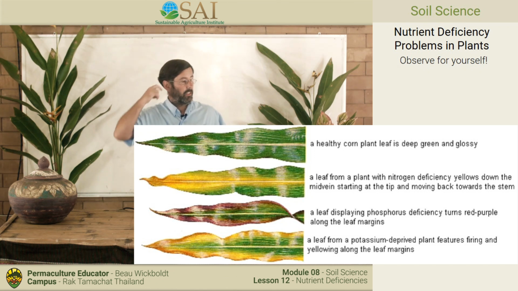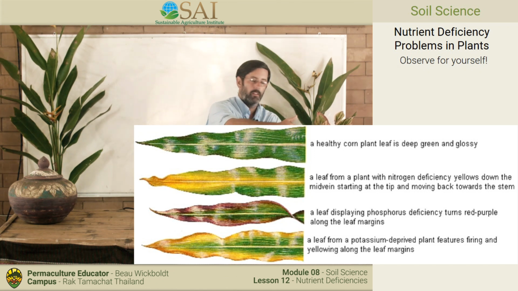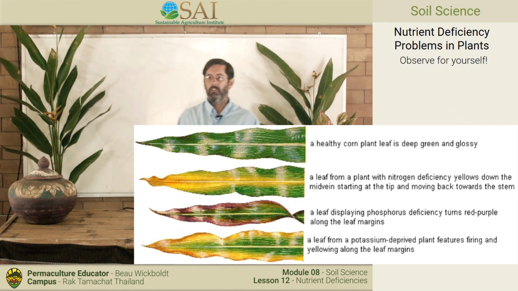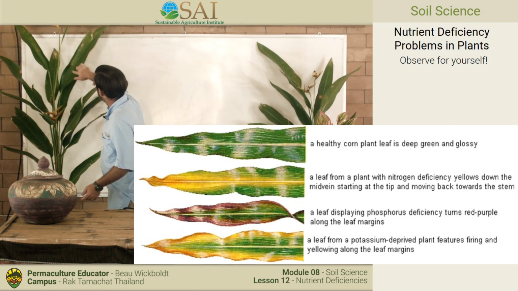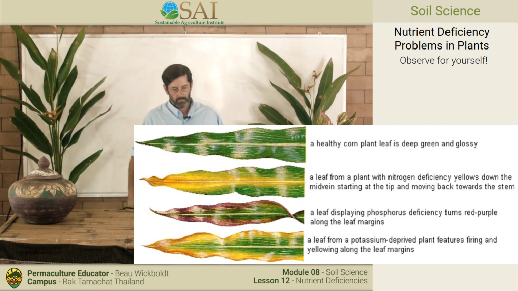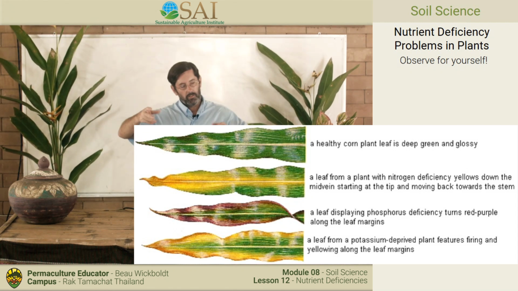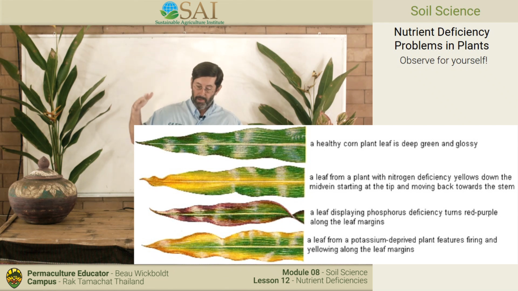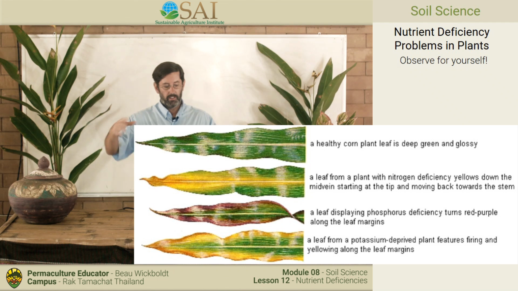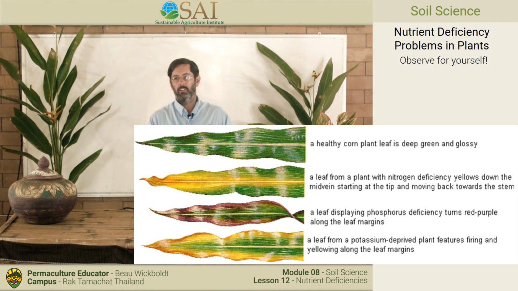So if we start to see yellow down its midvein, that would be an indication it's having a nitrogen deficiency problem, okay? If I look at this one, I don't see yellowing on the midvein. If it starts to twist and/or have purpling on the edge, that's a phosphorus deficiency, okay? So there's something wrong with the phosphorus. And if the leaf is potassium deprived, it has yellowing on the outer edges, okay?